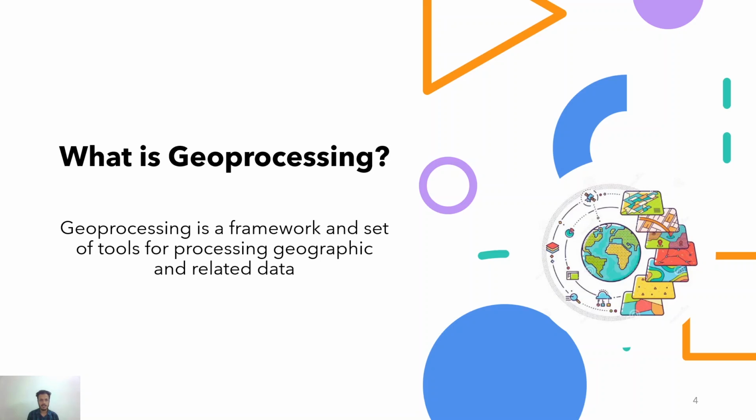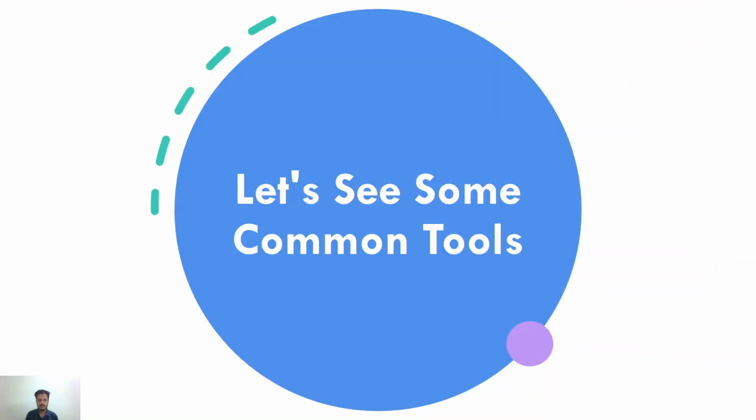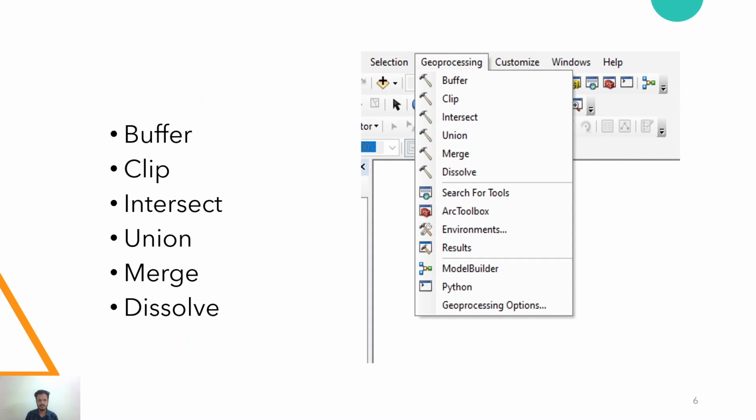Let's first know about what is geoprocessing. Geoprocessing is a framework and a set of tools for processing geographic and related data. And these tools are geoprocessing tools. Now let us see some common tools. There are some common tools which are present in the geoprocessing toolbar menu already. Those are buffer, clip, intersect, union, merge and dissolve.